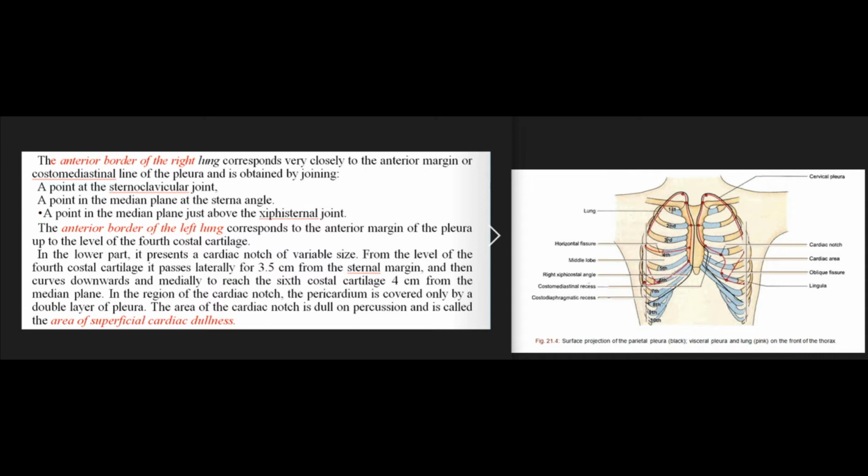From the level of the fourth costal cartilage it passes laterally for 3.5 cm from the sternal margin, and then curves downwards and medially to reach the sixth costal cartilage 4 cm from the median plane. In the region of the cardiac notch, the pericardium is covered only by a double layer of pleura. The area of the cardiac notch is dull on percussion and is called the area of superficial cardiac dullness.